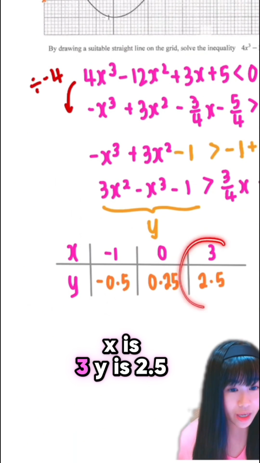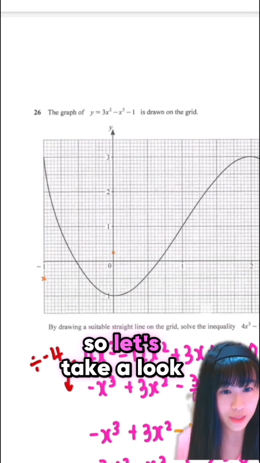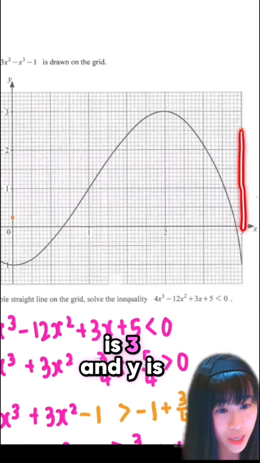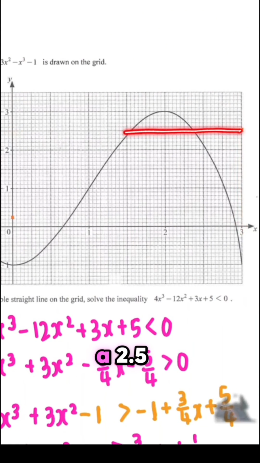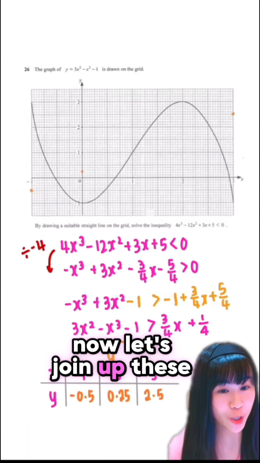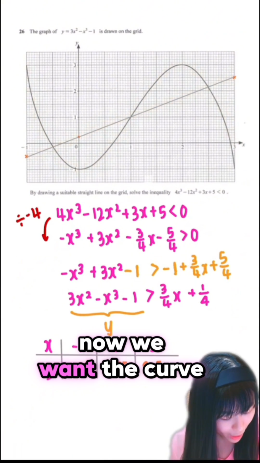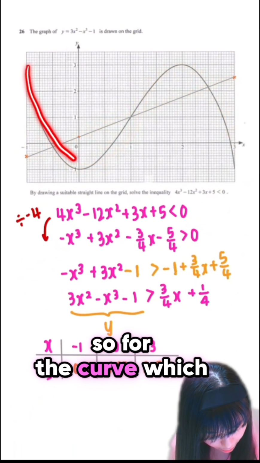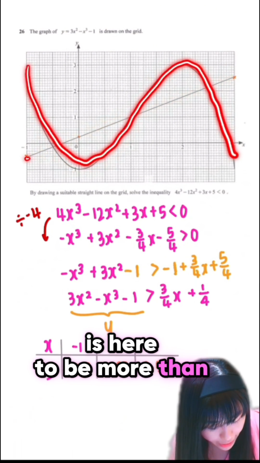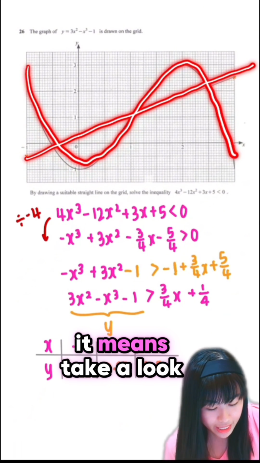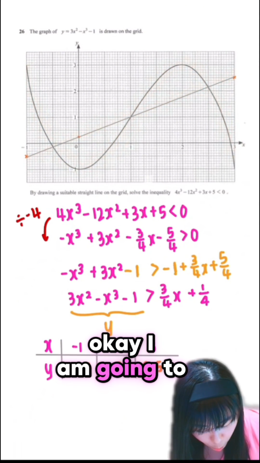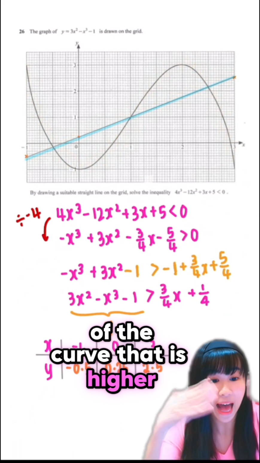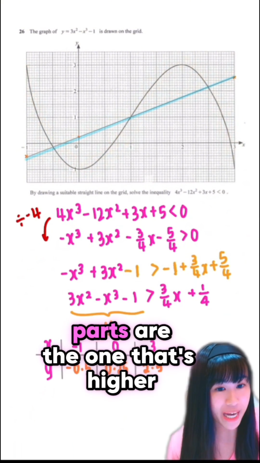X is 3, y is 2.5. So let's take a look at the graph here, which we will get x is 3 and y is 2.5. Now let's join up these 3 points with a line. Now we want the curve to be more than the line. So for the curve, which is here, to be more than the line, it means, take a look, I am going to highlight the line over here, and we want the parts of the curve that is higher than the line. So which parts are the one that's higher?